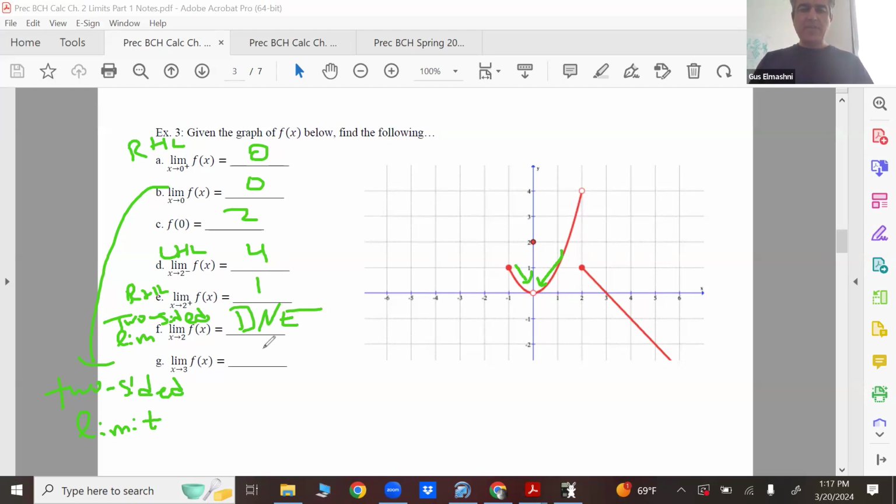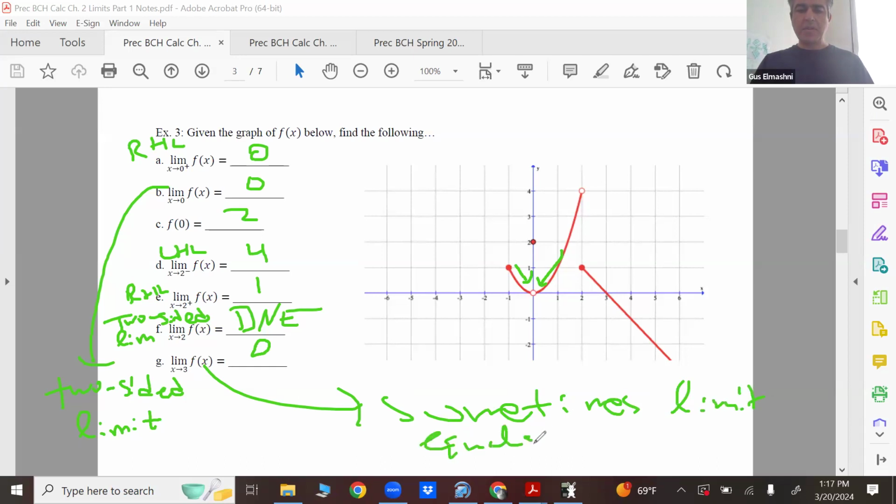Okay. And lastly, what about as x approaches 3? Sometimes you can just look at the y value if there's nothing weird going on. Yeah, it's two-sided and they're approaching the same value.